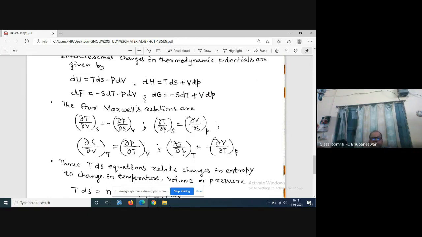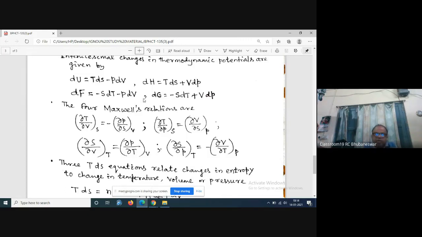Del T by del P at constant entropy S equals del V by del S at constant pressure P. And del S by del V at constant temperature T equals del P by del T at constant volume V. Similarly, del S by del P at temperature T equals minus del V by del T at pressure P.